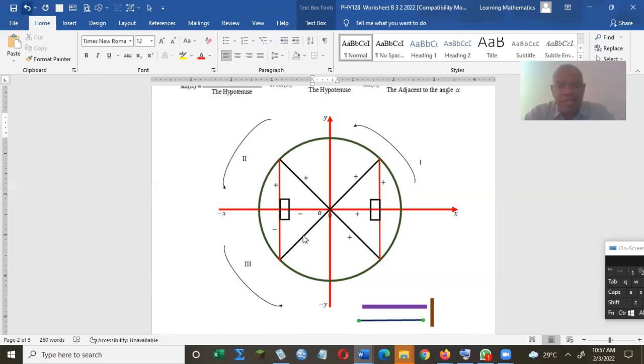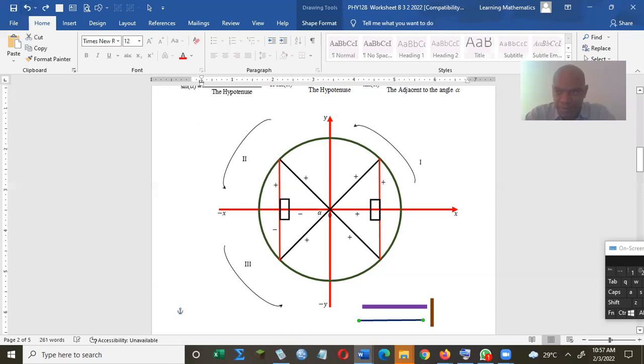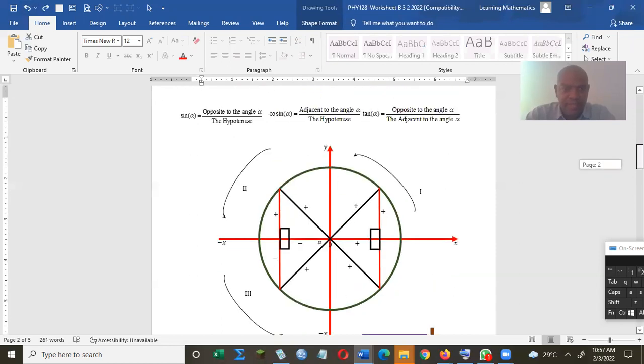Sine is negative in the third quadrant because sine is opposite over hypotenuse. The side opposite to the angle is negative. The hypotenuse is positive. Cosine is also negative in the third quadrant because the side adjacent to the angle is negative. The hypotenuse is always positive. Negative divided by positive is negative.